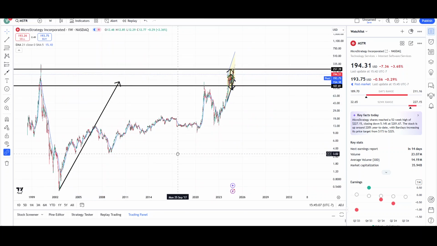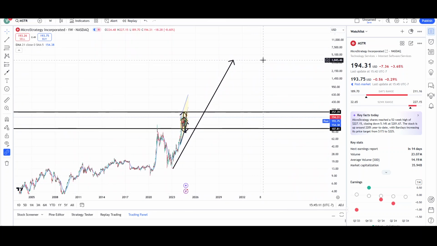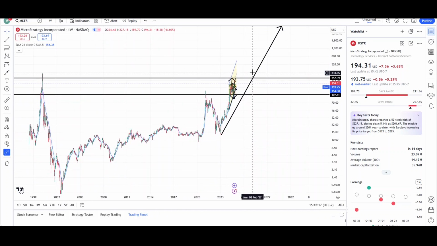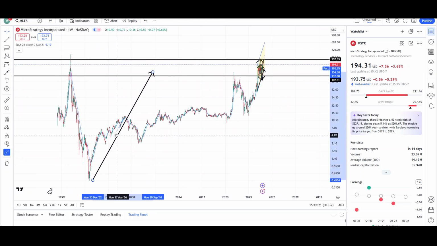And if I drag this to the bottom of that correction, where is the next target? Well, that one is much longer term, it looks like. So it looks like the $4,000 level. That's definitely very long term. I don't think we're going to get there anytime soon. So I can't use that target right now. We'll just have to wait and see.